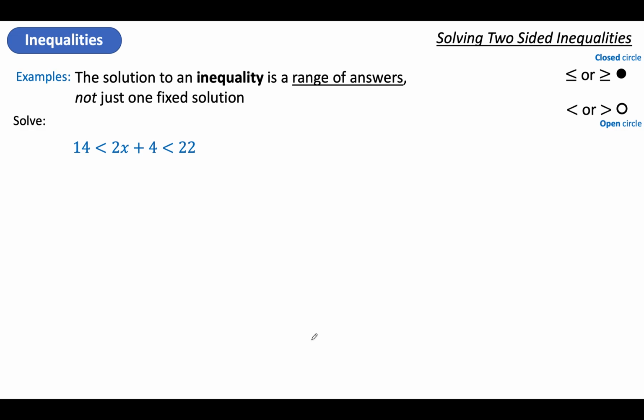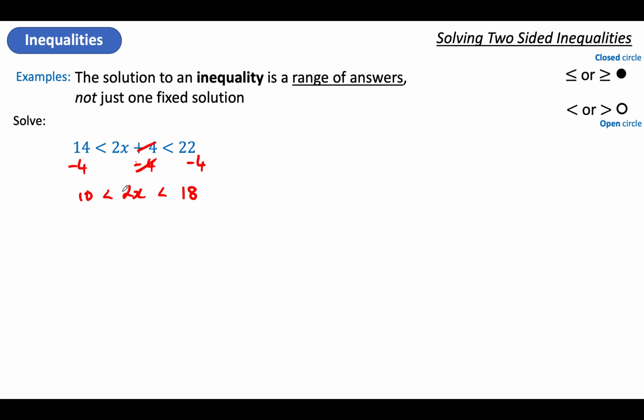So up here we've got a two-part inequality. So we need to deal with the number touching the letter last. This is a two-step equation, all right? So we're going to take away 4 from all 3 parts. 4 take away 4 is nothing, so 2x is on its own. 14 take away 4 is 10. 22 take away 4 is 18. Put the signs in.